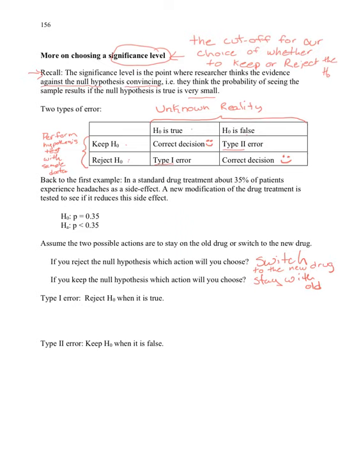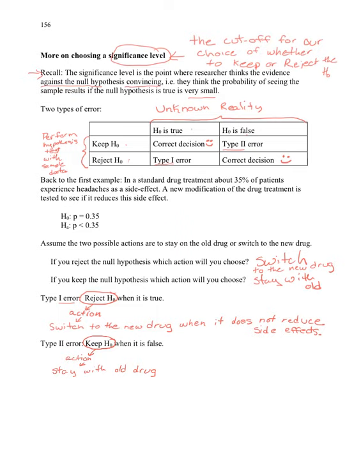So let's break that down. Our action when we reject the null was to switch to the new drug. If we're making a mistake when we do that, the mistake is to switch when the new drug does not reduce side effects. Our action when we keep the null hypothesis is to stay with the old drug. And if we're keeping the null hypothesis when it's false, we're making a type 2 error, when the new drug does reduce side effects.